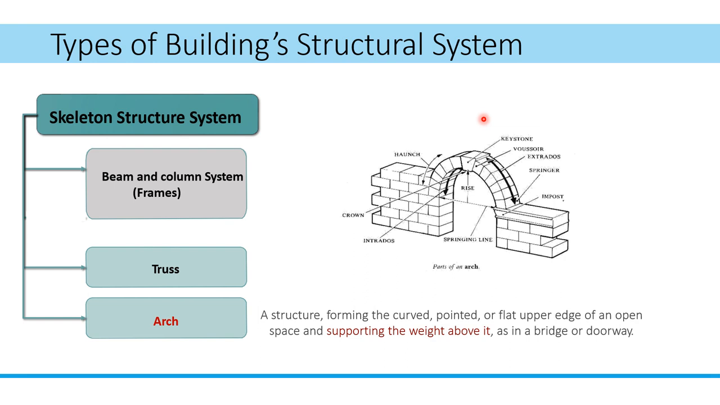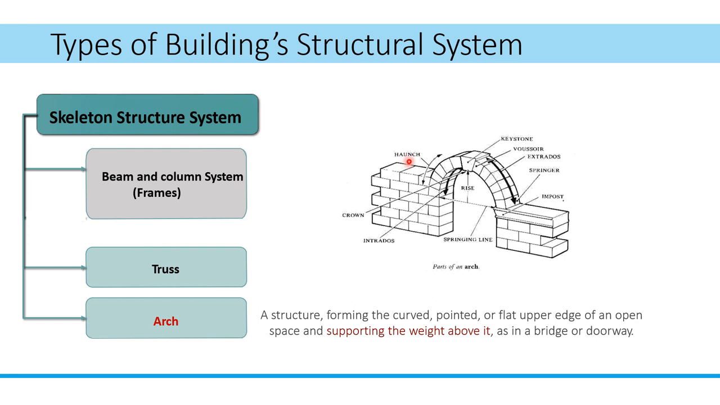The next type of structure system is the arch. An arch forms the curved, pointed or flat upper edge of an open space and supports the weight above it, as in a bridge or a doorway. This is the most historical and the most used in history, that for the opening or the spanning of structures they use the arches. You can see them in churches, cathedrals, or even in domes, and in many architectural locations they use the arches.